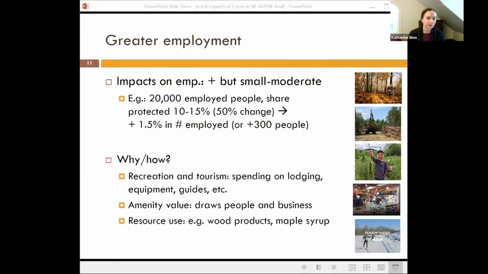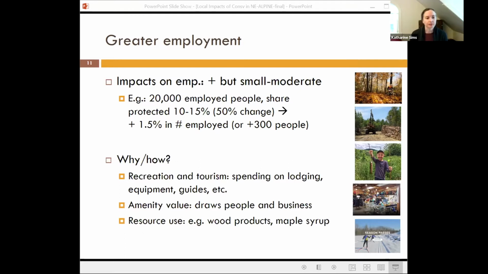A second main channel might be through increased amenity values, which can draw people and jobs to an area because of quality of life. There's growing evidence for amenity value as a strong driver of gains from land protection. Prior research in the region has shown that open spaces can result in a 5 to 35% increase in property sale prices and 13 to 14% greater appreciation rates than regional averages.